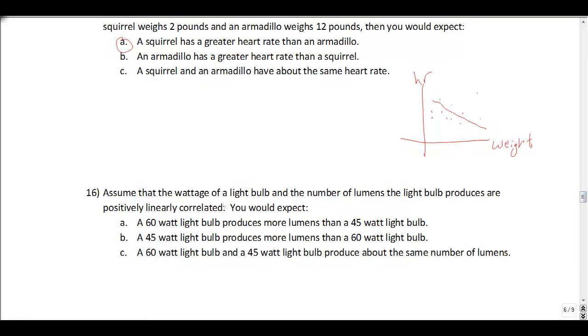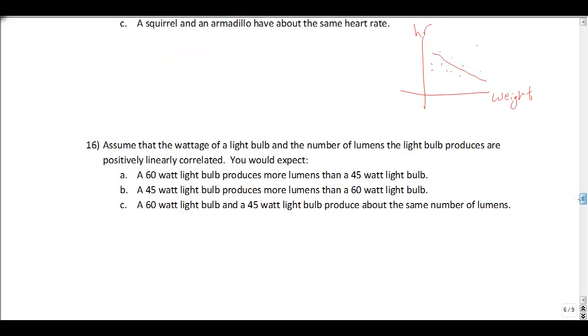16, assume the wattage of a light bulb and the number of lumens the bulb produces are positively linearly correlated. When this is a positive correlation, say I do watts, wattage, and then the number of lumens on the y-axis, and I put a bunch of points here. My best fit line is going to have a positive slope. It means watts goes up, lumens goes up; watts goes down, lumens goes down. So I'd expect a 60 watt light bulb to produce more lumens than a 45 watt light bulb on average. So larger watts equals more lumens. You just check through. A 45 watt light bulb produces fewer lumens than a 60 watt light bulb.